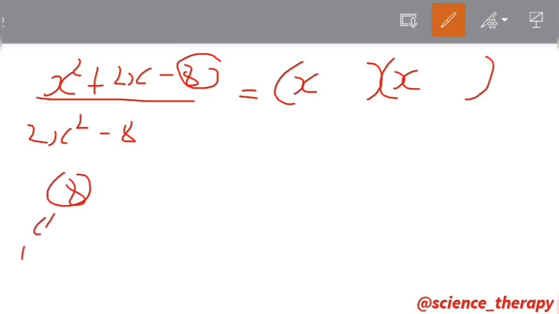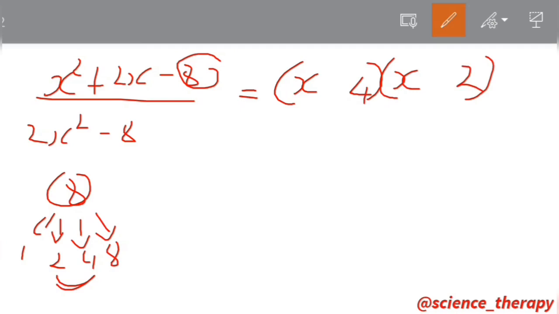Factors of 8 are 1, 2, 4, and 8. Now what are two factors of 8 that, when you multiply them, give you 8, and when you add or subtract them, give you 2? We can all agree that's 2 and 4. If you say 2 times 4, you have 8. And if you say 4 minus 2, you have 2. So let's have 4, let's have 2.